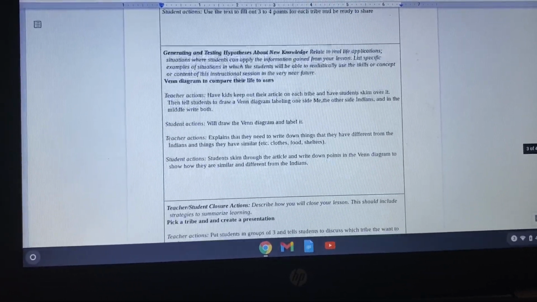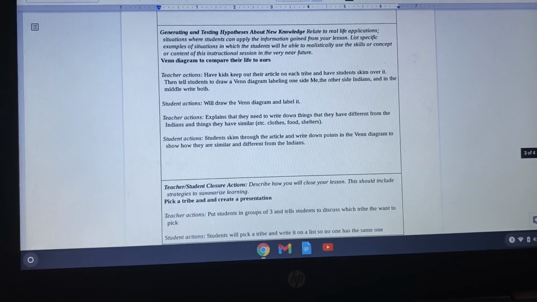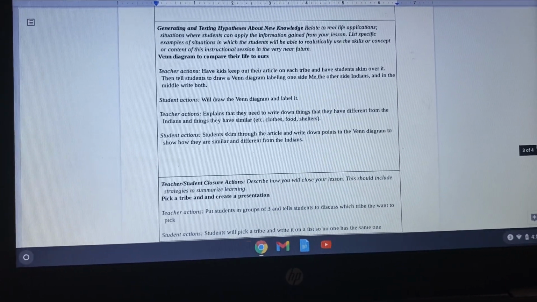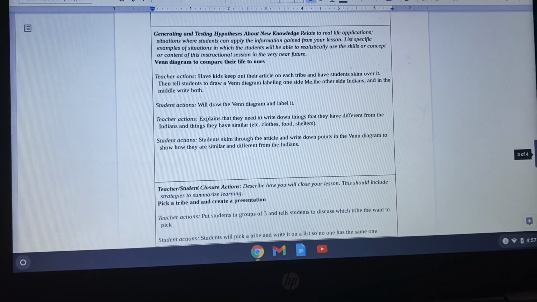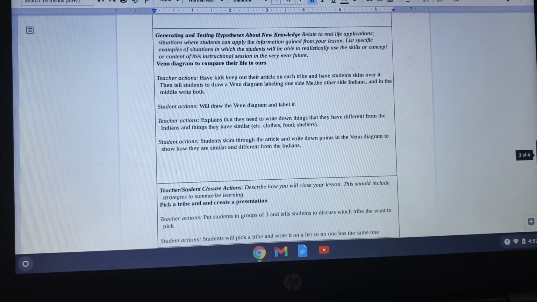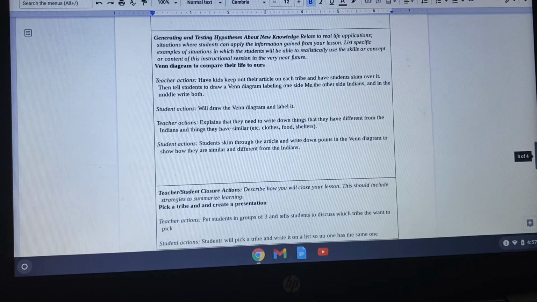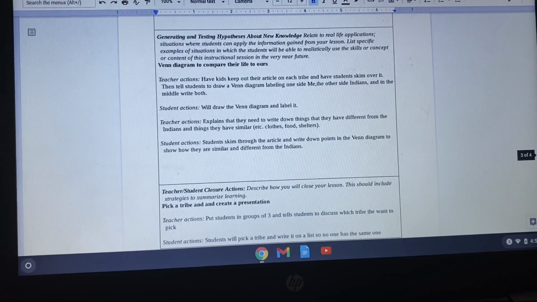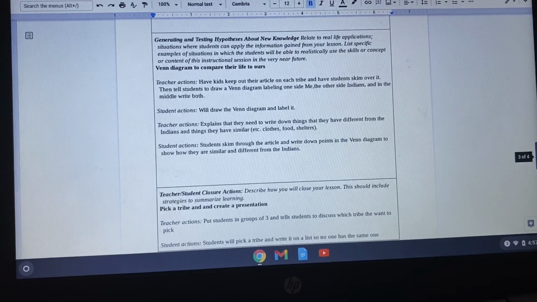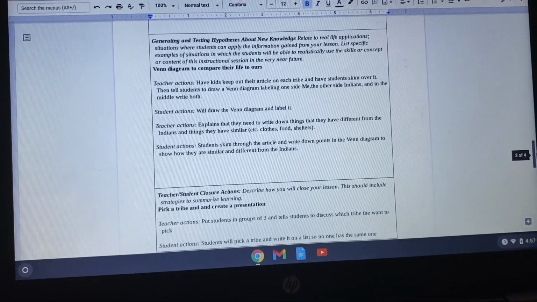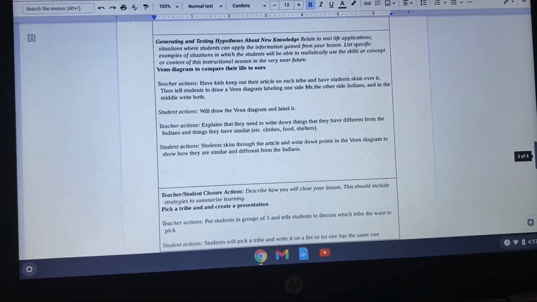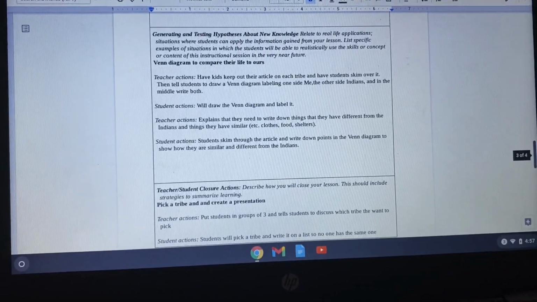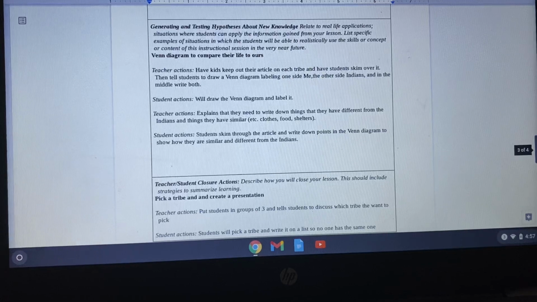For generating and testing, I said students will fill out a Venn diagram to compare their lives to ours. Students keep out their article about each tribe, and then they will be labeling one side of the Venn diagram "me," the other side "Indians," and in the middle write "both." While they're labeling it, I will explain what they need to write down that they have different from the Indians and things they have in common, and then students do that.